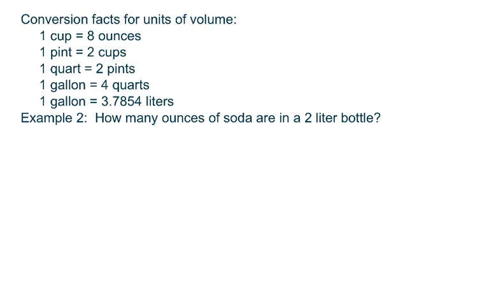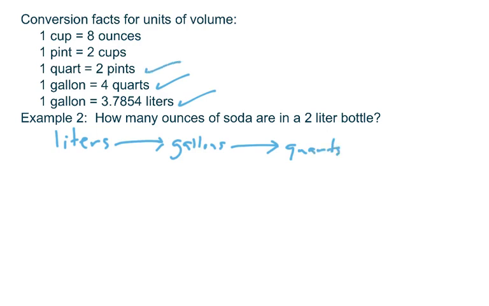So again, we're looking for a chain. We are starting with liters, and I want to convert eventually to ounces. And it's all here, but you got to be kind of careful. It looks to me like we could use this formula and convert liters to gallons, and then convert gallons to quarts, quarts to pints. This is going to be one long chain. Pints to cups. And finally, cups to ounces.